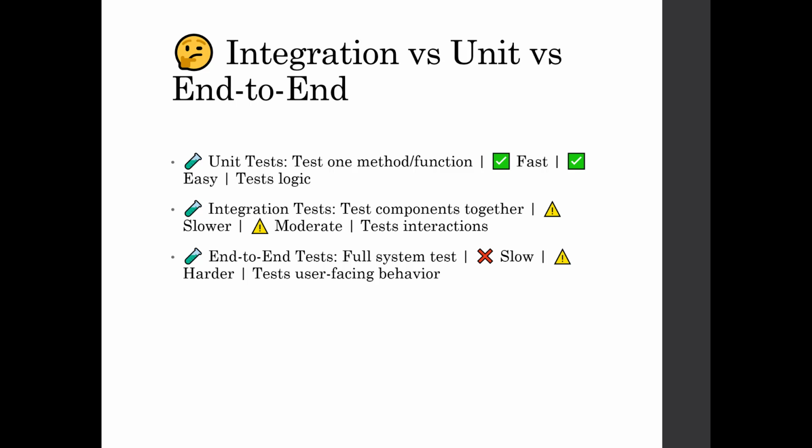So, integration versus unit versus end-to-end. Because we've talked about unit tests and we're going to talk about further testing, let's just compare real quick to make sure we understand where things are. Unit tests are fast, they're easy to write, and they focus on testing single functions or methods. Integration tests are a little slower, and they test how multiple components interact. End-to-end tests simulate the entire system as the user would experience it. They're the slowest and the most fragile because there are a lot of places for them to go wrong and a test to fail.